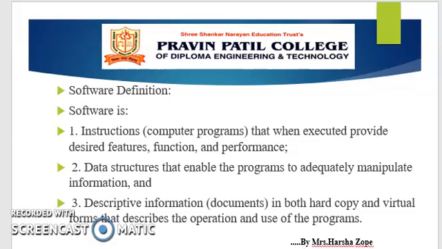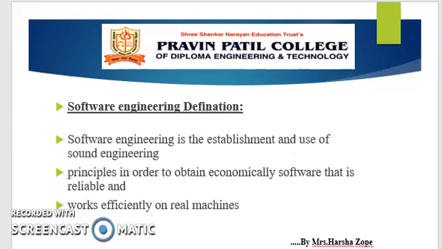Next we'll see what you mean by software engineering. Software engineering is the establishment and use of sound engineering principles in order to obtain economically software that is reliable and works efficiently on real machines. Means what? Software engineering is nothing but to engineer the software. It is the process to engineer, the process to create the software.